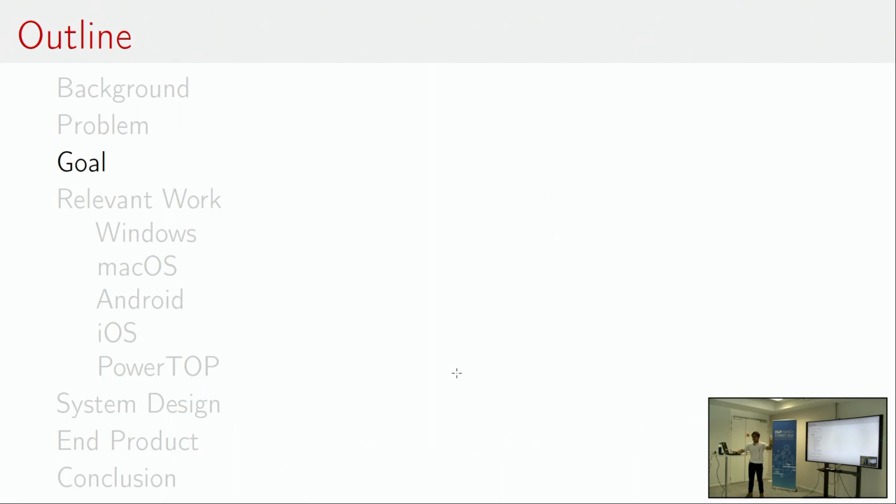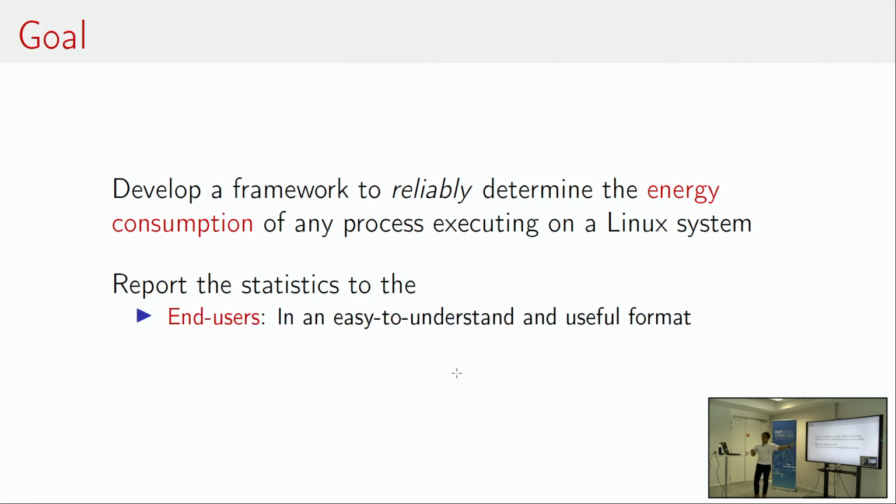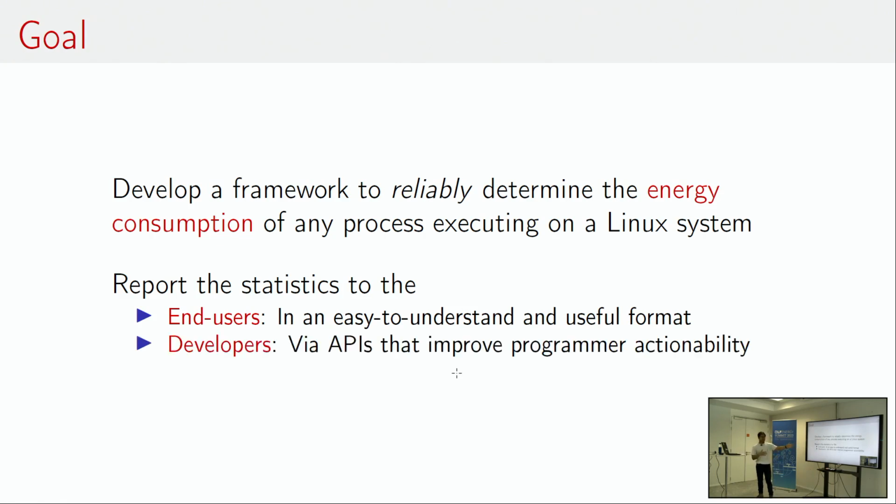So given all of this problem, let's quantify and substantiate our goals. The goal is to develop a framework to reliably estimate the energy consumption of any process running on a Linux system. I want to build the system, and I want to expose this information to the programmers as well as the users. We want to report these statistics to end users in an easy-to-understand format, and to the developers via APIs that improve the actionability, right? We want the programmers to take action on this information.